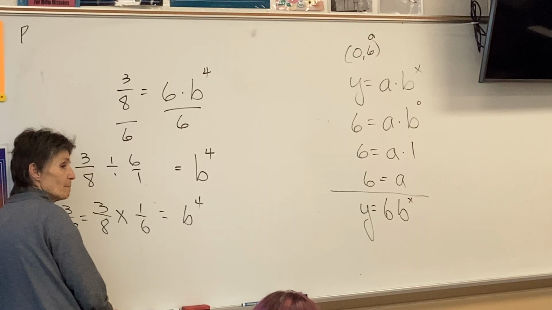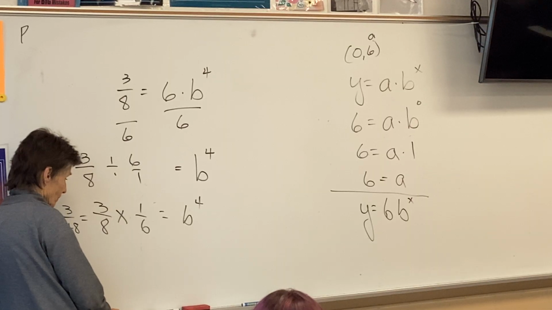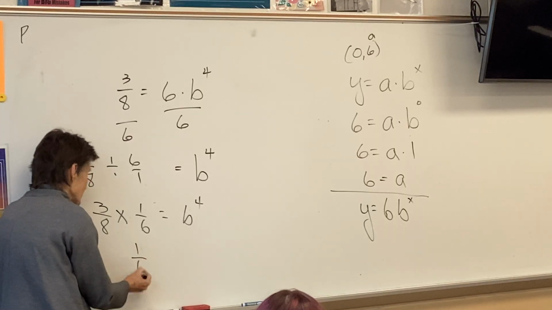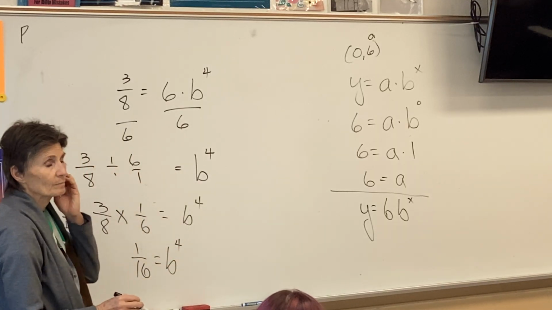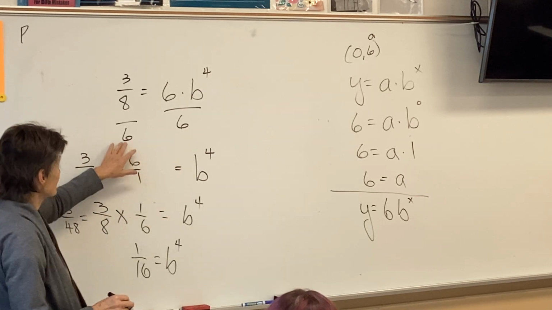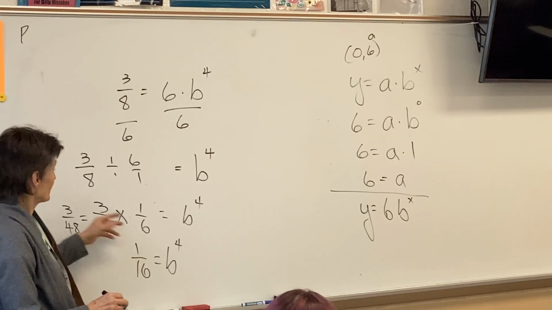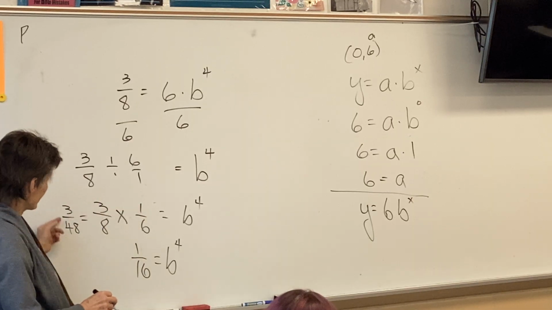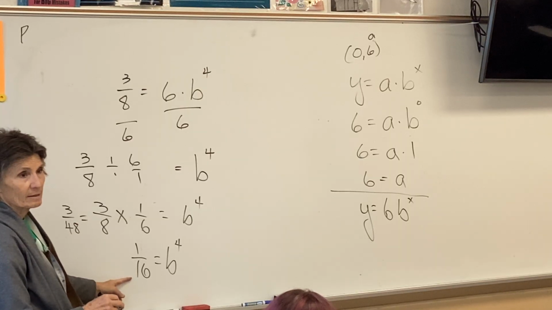What's 48 divided by 3? 16. So 1/16 equals b to the 4th. All right, come on guys, we divided by 6, which is the same as multiplying by 1/6. Multiplied straight across, got 3/48, which reduces to 1/16.